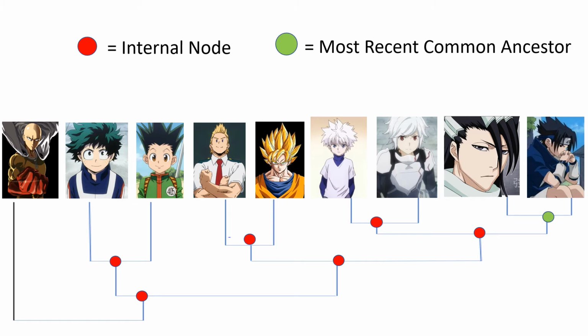Based on the internal nodes, we can determine the most recent common ancestor, which I have indicated with a green dot. This is the most recent common ancestor because it has the shortest branches in relation to its most closely related OTUs. These short branches mean that it wasn't too long ago that this common ancestor went through cladogenesis and split into two.